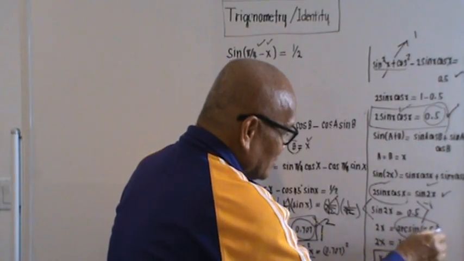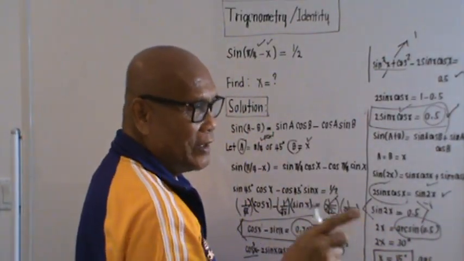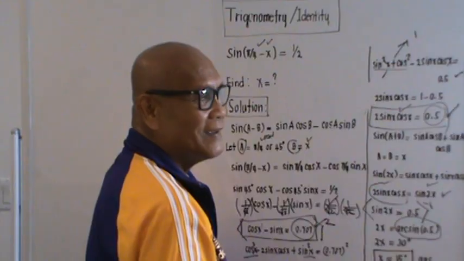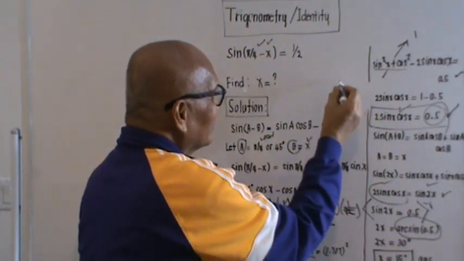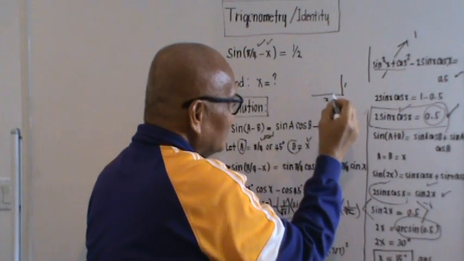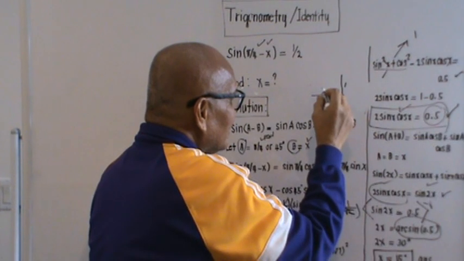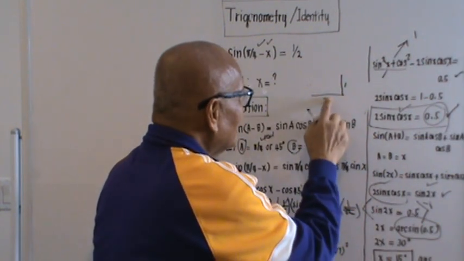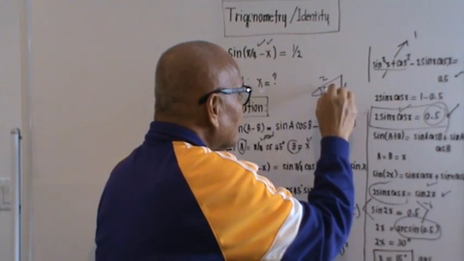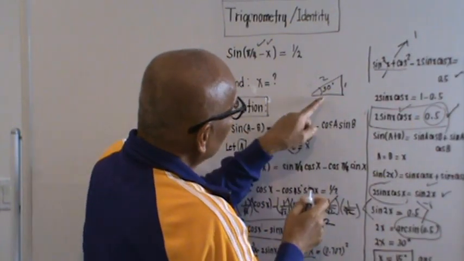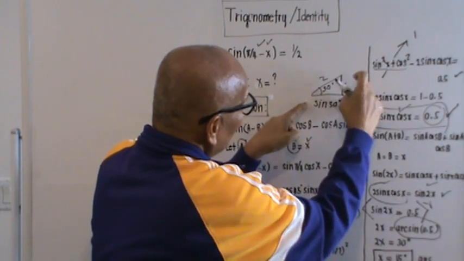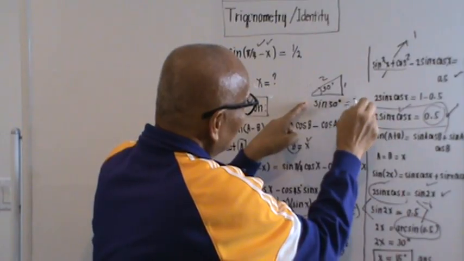The meaning of this one is, what will be the angle which, if we try to take the sine value of that, it will be 0.5? Okay? So that is actually 30 degrees. If this is 1 and this is 2, this is 30 degrees. Sine of 30 degrees is actually opposite over hypotenuse. That is actually 1/2.